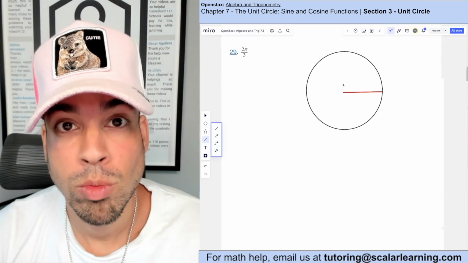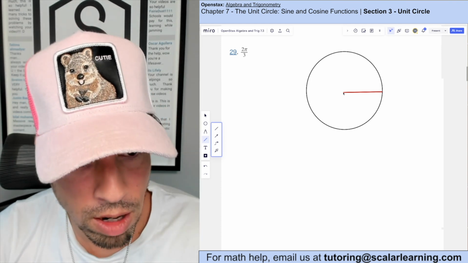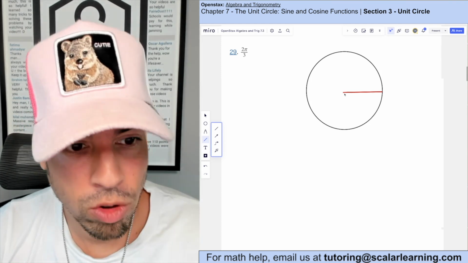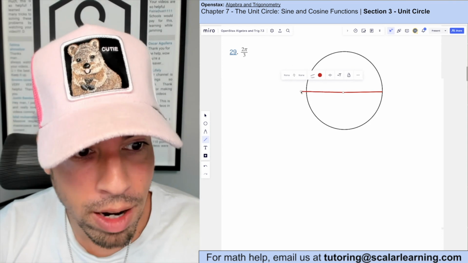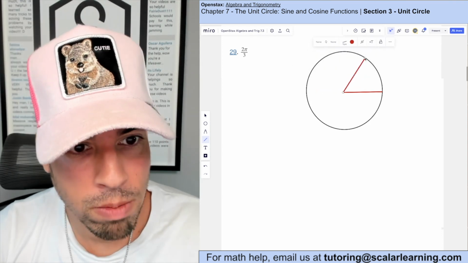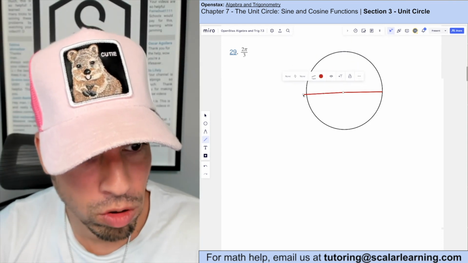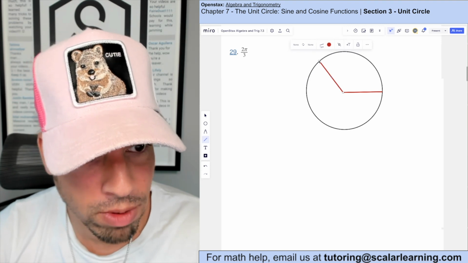Done. So for this one, we're talking about 2 pi thirds. Now, radians sometimes might be a little trickier. So we imagine pi going straight across. So 1 pi thirds, 2 pi thirds, 3 pi thirds. We could say 2 pi thirds is roughly here.